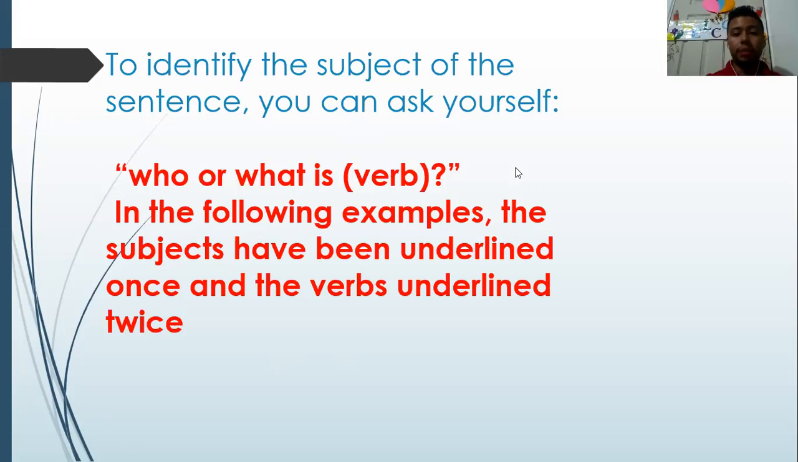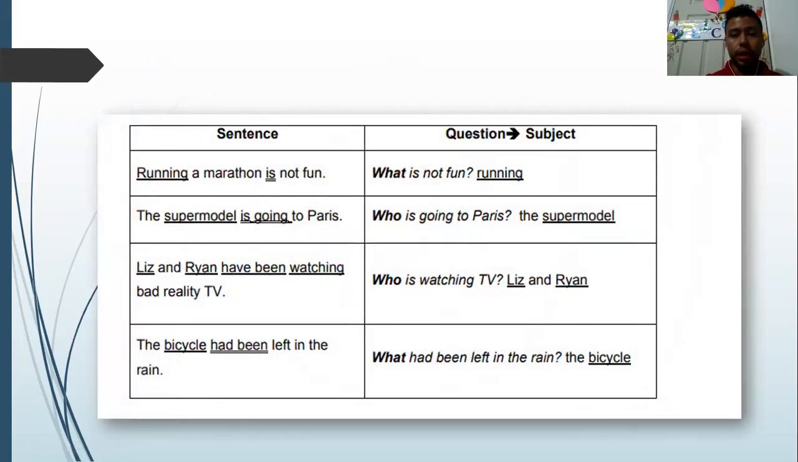All right. So let me give you an example. This is a familiar chart, a familiar example. We have the sentence and the question. So now let's focus on this. Esther, go ahead. Help me, please. Read this information, the sentence and the question, please. Esther Palacios, go ahead. Thank you. Okay. Running a marathon is not fun. What is not fun? Running.